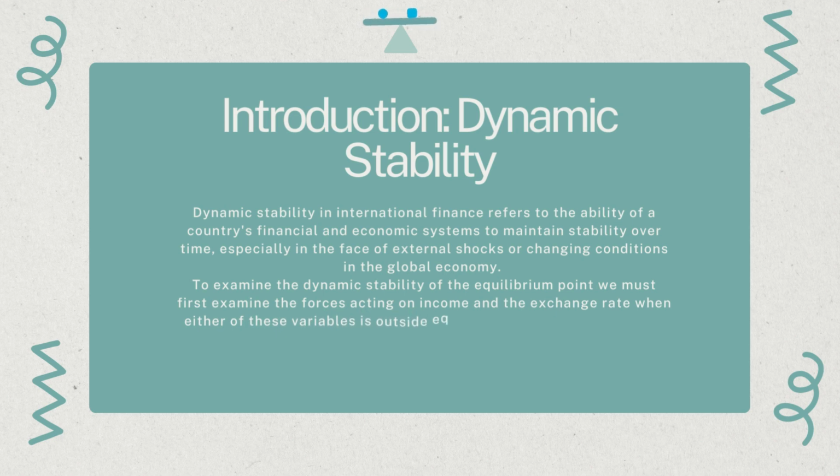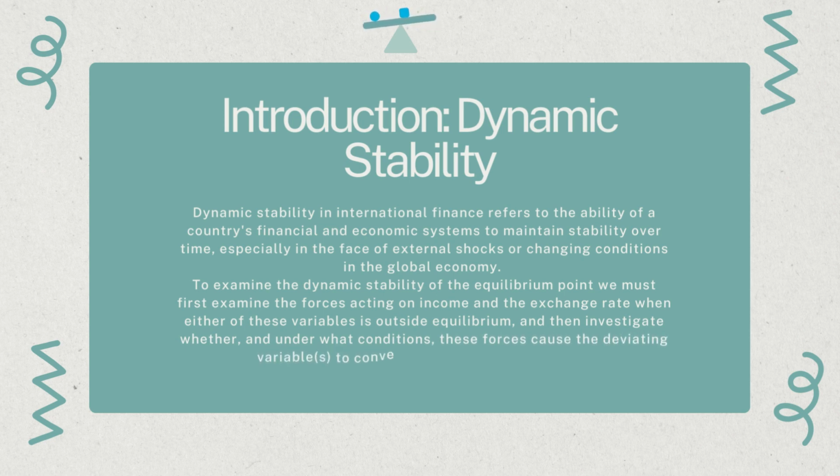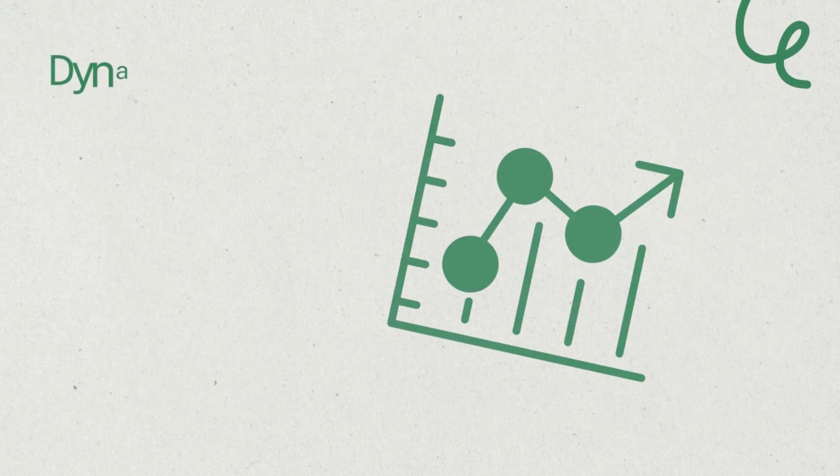When the international finance system is stable, businesses and investors are more likely to invest and lend, which can lead to economic growth. To examine the dynamic stability of the equilibrium point, we must first examine the forces acting on income and the exchange rate when either of these variables is outside equilibrium, and then investigate whether and under what conditions these forces cause the deviating variables to converge to the equilibrium point. Let's move on to the next slide.